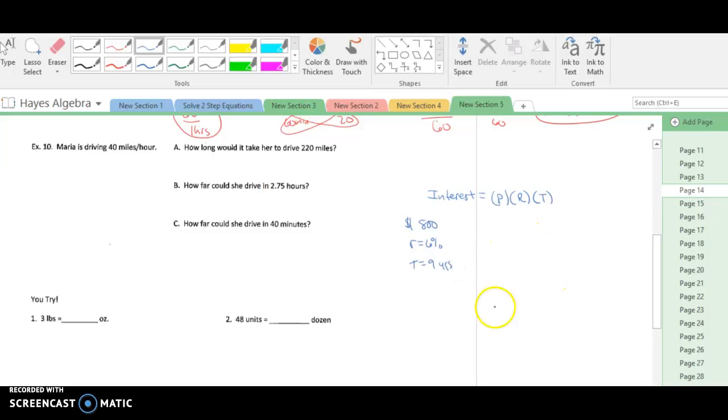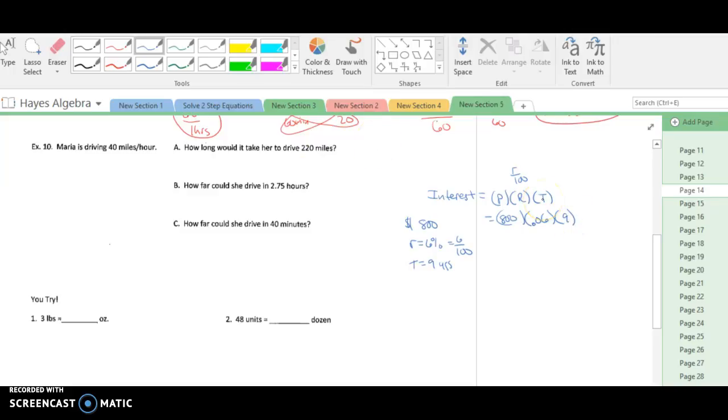Now, when I go ahead and put this all in the calculator, what I have to write is the principal, 800 times the rate over 100, because I have to change the percent to a decimal. So 6 divided by 100 gives you 0.06 times 9 years.